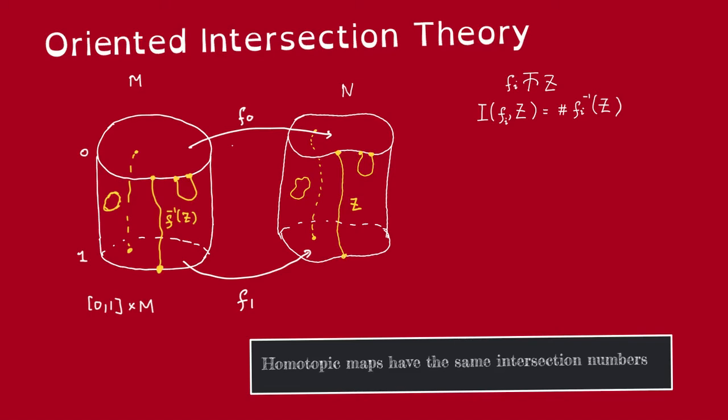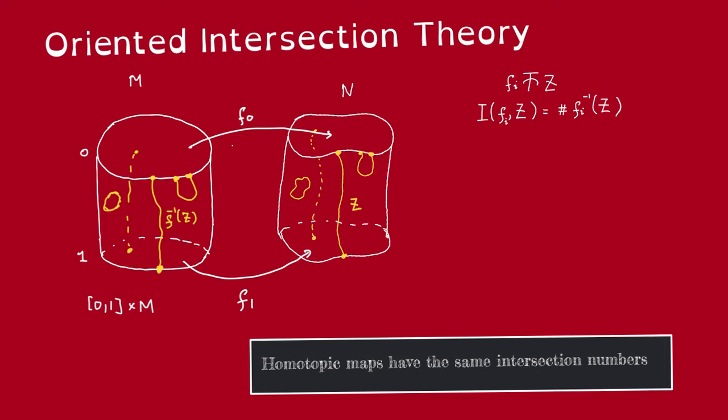Okay, so previously we had a lot of fun with intersection theory mod 2. But as fun as it is, it's not nuanced enough. It's a bit too crude. So we want to find an alternative. And that's why we're going to look at oriented intersection theory.